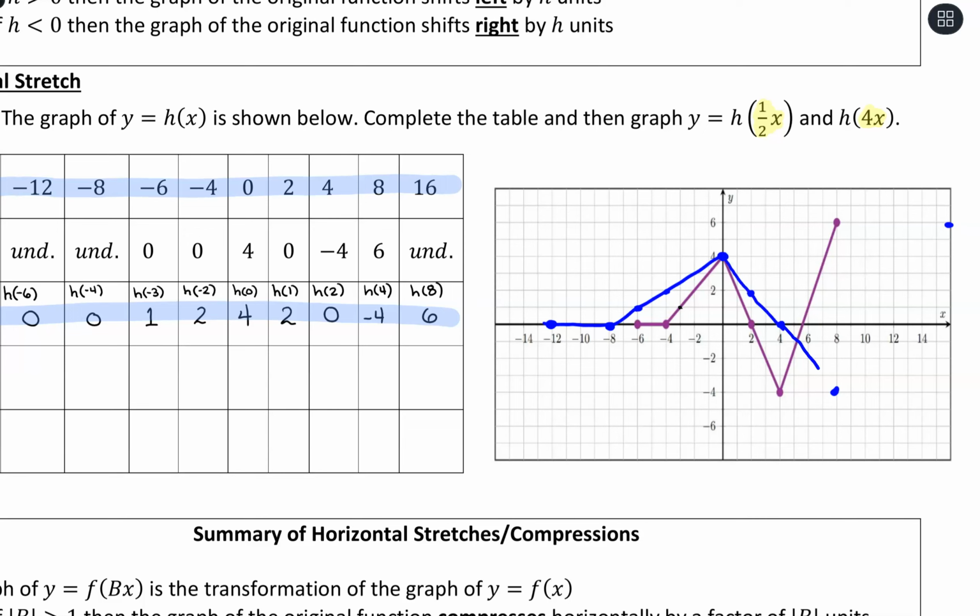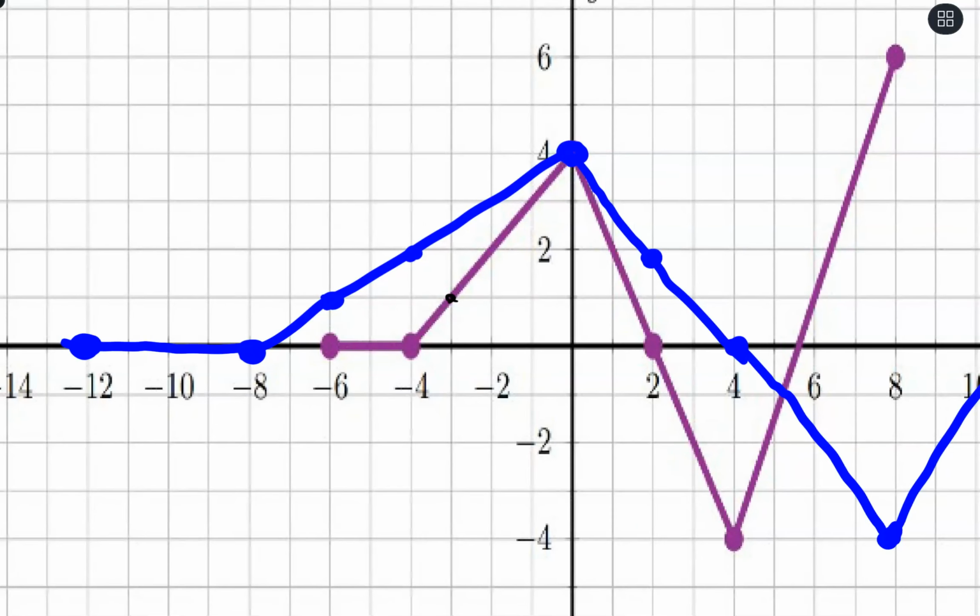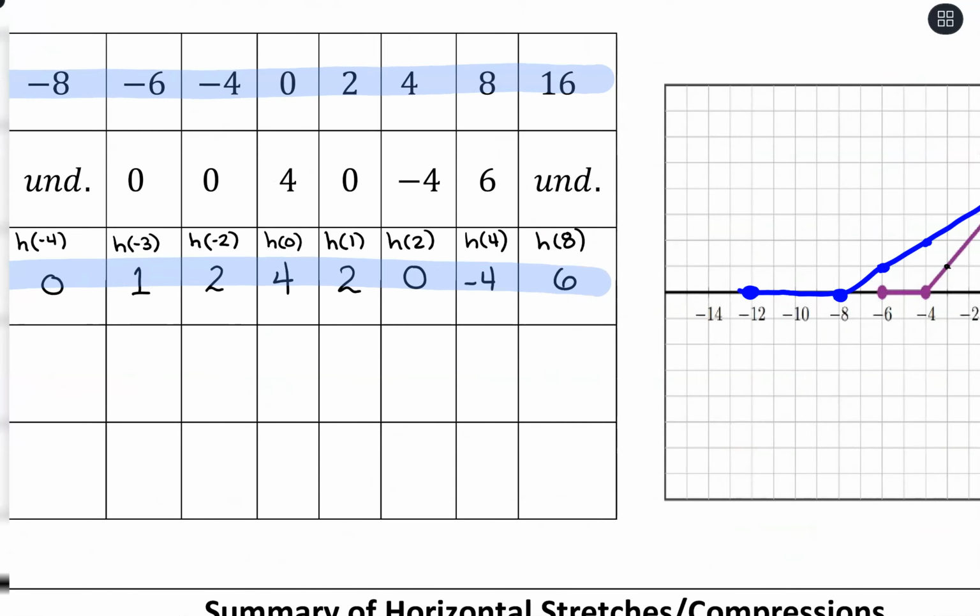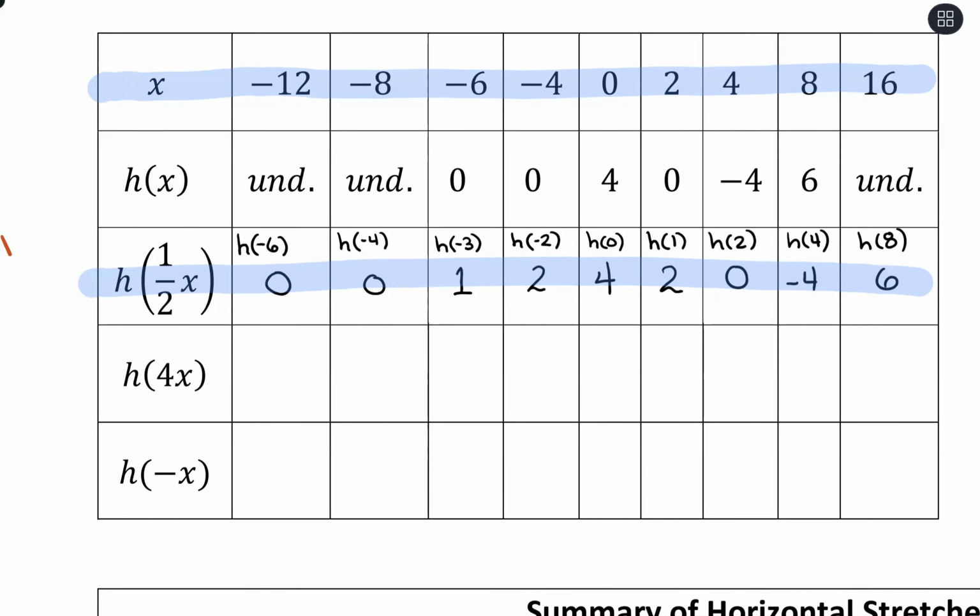So what ended up happening is our graph is covering more distance now. It's spread out, so in terms of horizontally, it's stretched out. Let's take a look at what happened to these distances. Let's look at this coordinate 2, 0. Before, it had a horizontal distance of positive 2. Now it has a horizontal distance of 4. So it doubled. And then down here at 4, negative 4, we had a distance of 4. Now we have a distance of 8. So what this ended up doing was a horizontal stretch by 2. If we're multiplying by 1 half on the inside, we end up using the reciprocal. So really, it's a stretch by 2.